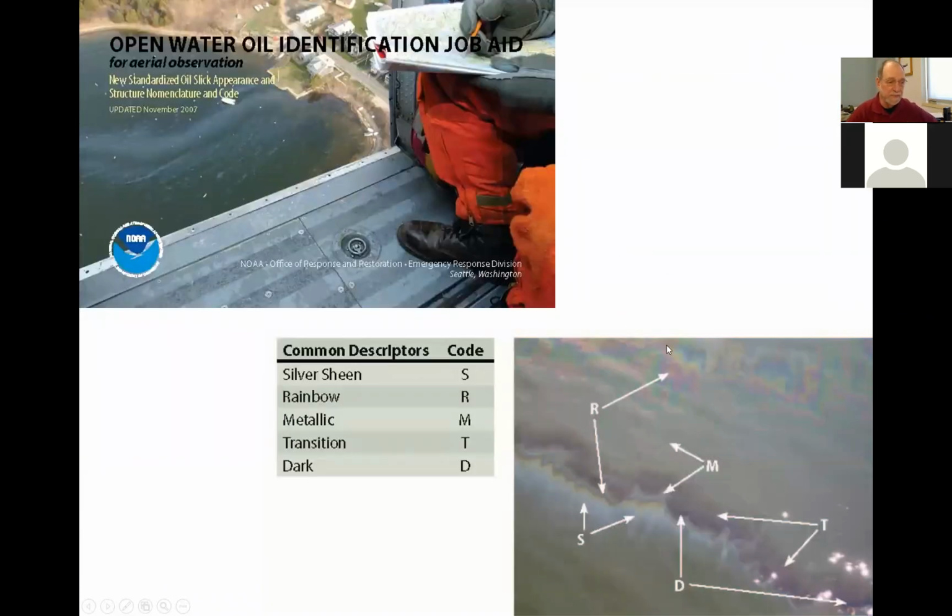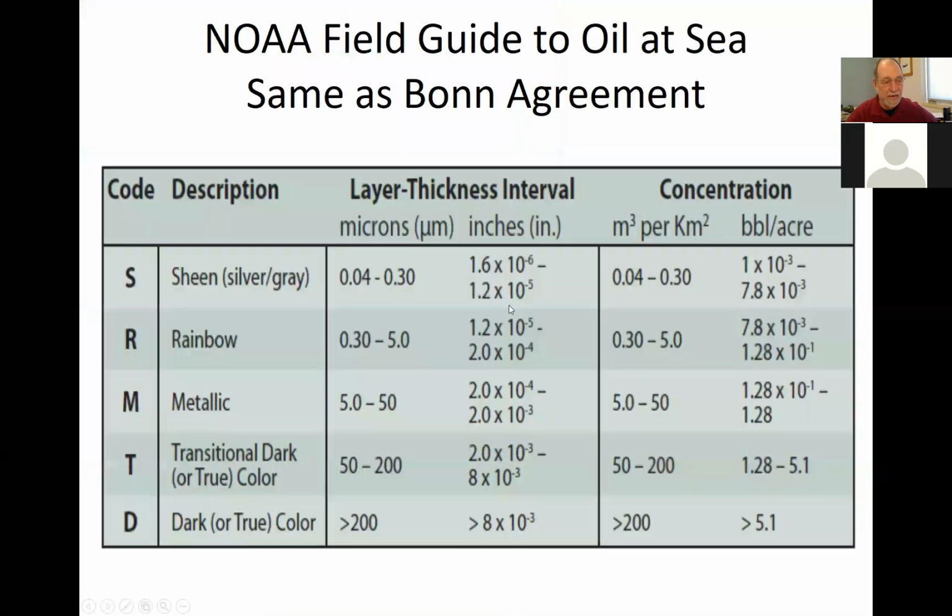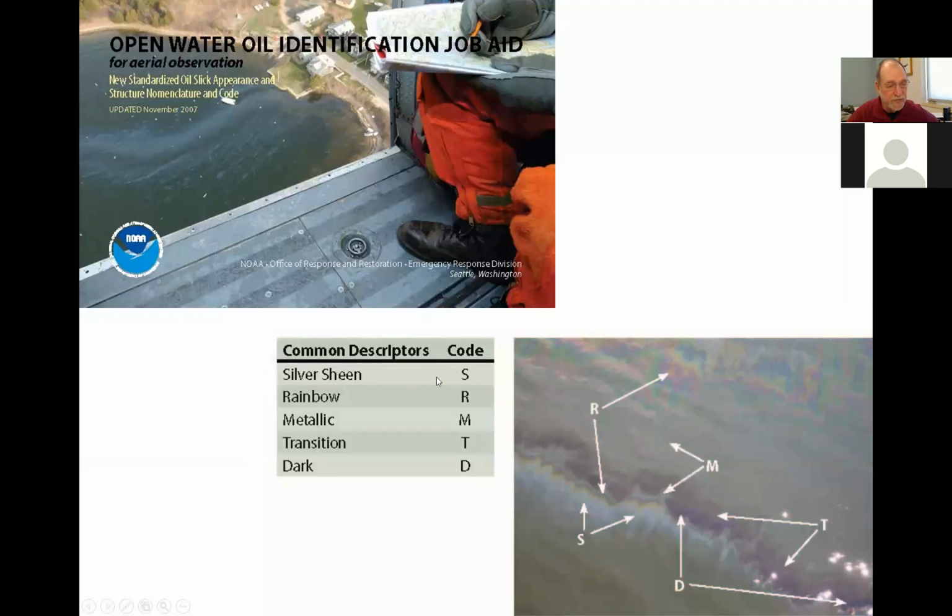how thick oil is. NOAA publishes an open water oil identification job aid, this little diagram here, and this gives some basic ideas about how thick the oil should be. The NOAA Field Guide has different classifications. Silver sheen is the thinnest layer, silvery meaning it's thinner than the thinnest wavelength of visible light. Rainbow sheen is in the 0.4 to 5 micron range. Metallic is a little bit thicker. Transition is about 50 microns, and dark oil is somewhere between 100 and 200 microns in thickness.